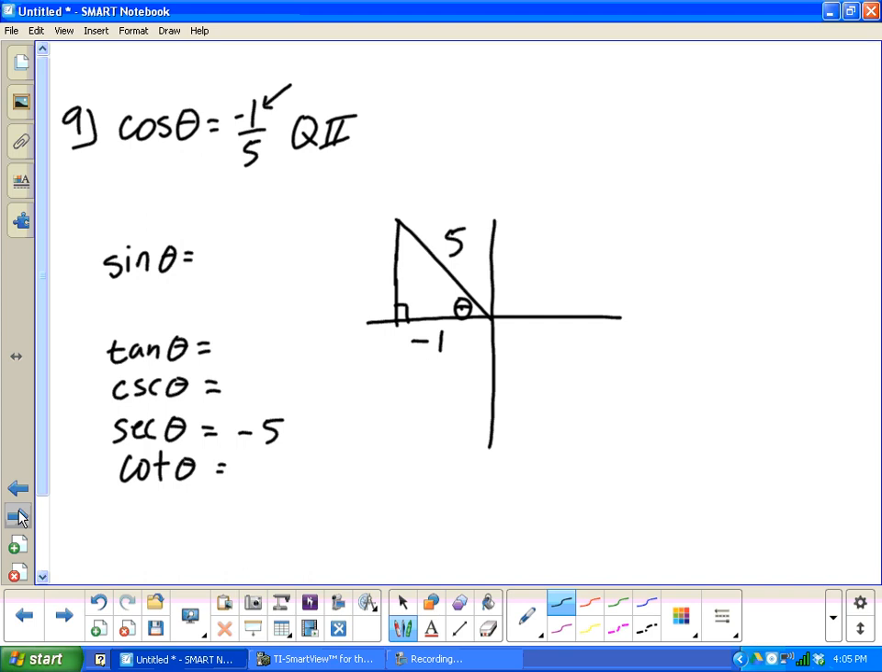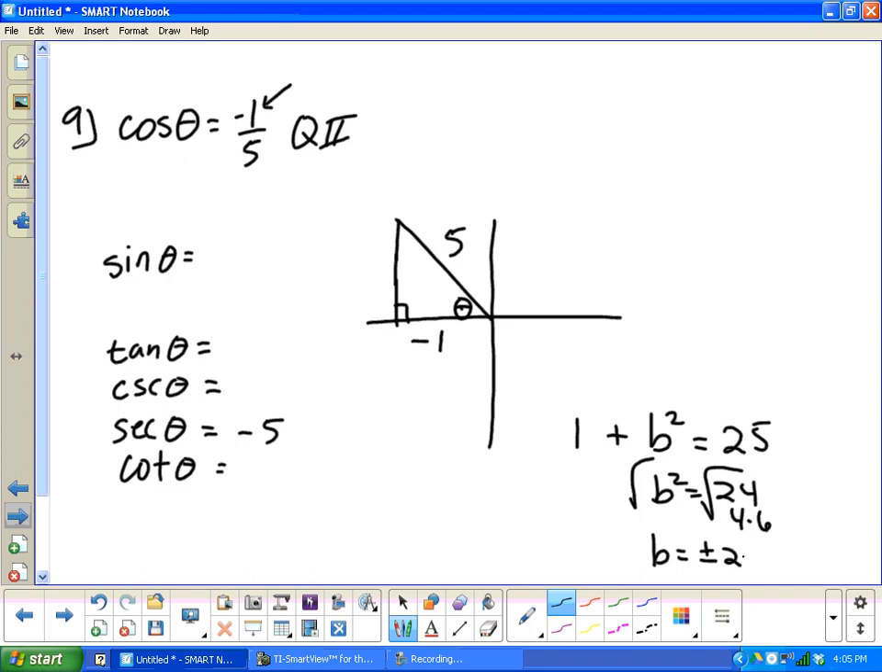Now we have to find our other leg to find the other 4 ratios there. So we'll say -1 squared, which would be 1, plus the unknown leg squared, so I'll call it b squared, equals the hypotenuse squared. 5 squared would be 25. So now we're going to get b squared equals 24. Let's take the square root. 24, I could break it down with 4 times 6. So that'll be plus or minus 2 square roots of 6. So we need to decide here, would this be a positive 2 square roots of 6 or negative? It's going to be positive because it's going up.